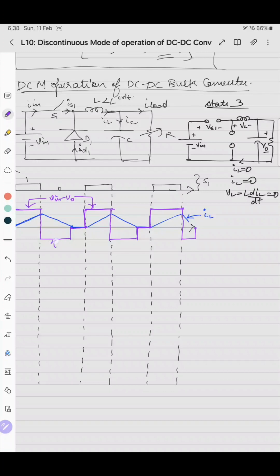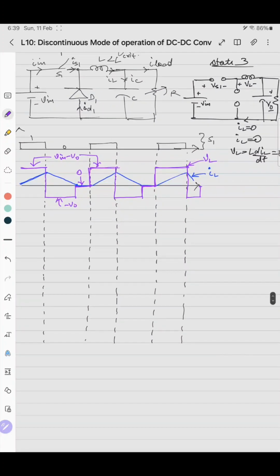So this is minus V0 and this is 0. So during the third state, the voltage across the inductor and the current in the inductor both are 0. So this waveform belongs to VL. Now we'll go to the next element, that is the switch.